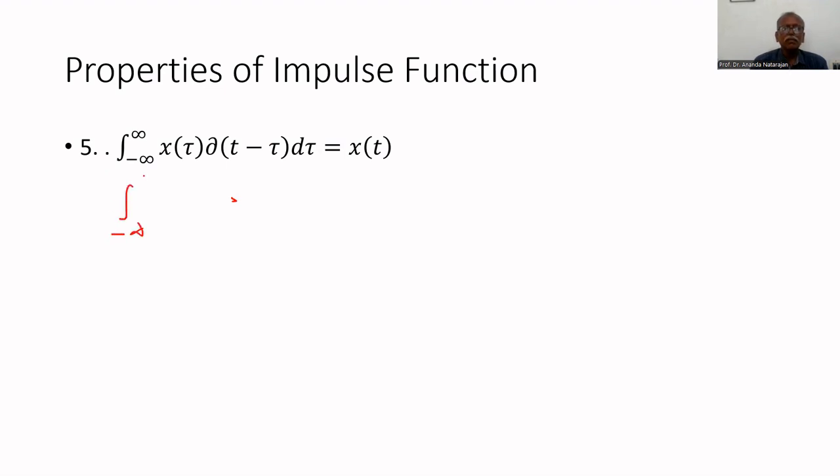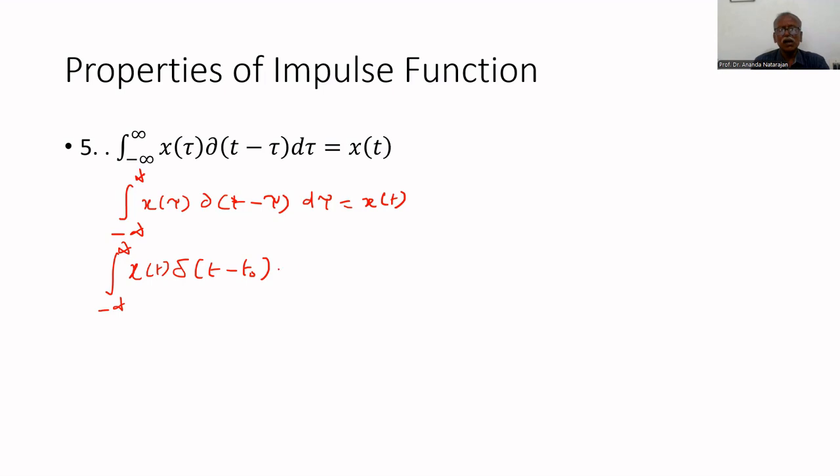The integral from minus infinity to plus infinity of x of tau δ(t minus tau) d tau equals x of t. This is called the convolution integral. We will see about this in detail later. Now let us prove this first. To prove this, let us consider the third property: the integral from minus infinity to plus infinity of x of t δ(t minus t naught) dt equals x of t naught.